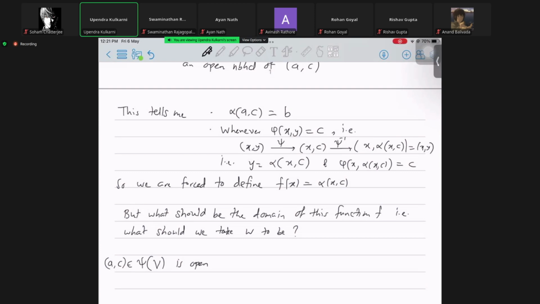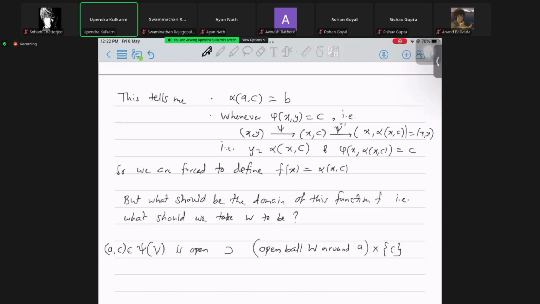So we can use this. Should we disturb C? No, not really, because I want this C to be the value, but I can disturb A, right? Therefore, this contains an open set of the type, let's say an open ball W around A. And you see this W is the one that is going to work. So let's check, all right? So this W.